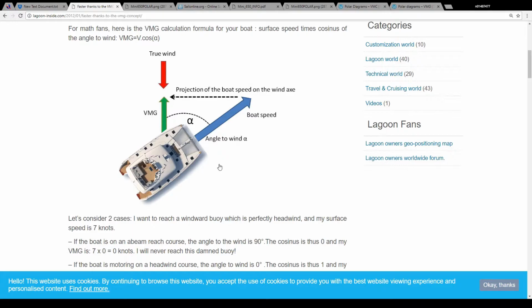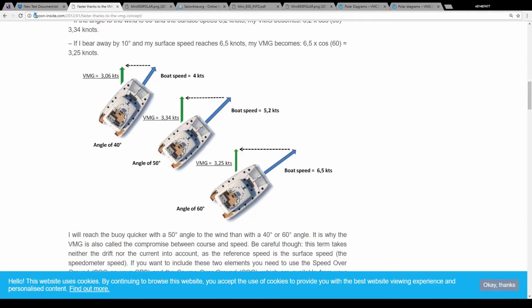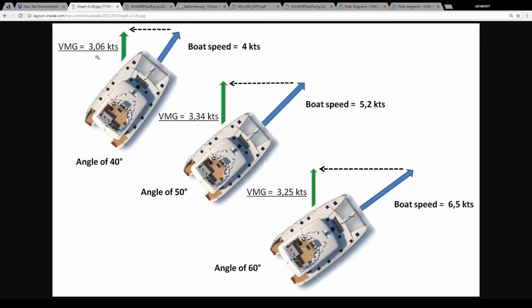Now, to calculate our VMG, we're just using velocity times the cos of the angle between our true wind and the angle to the wind. Okay, so why is this important? Well, on directly upwind or downwind legs, this VMG can determine our optimum speed. If we consider some cases down here, taken from this website, in this case our VMG is 3.06 knots. Our boat speed is 4 knots, and our angle is 40 degrees.